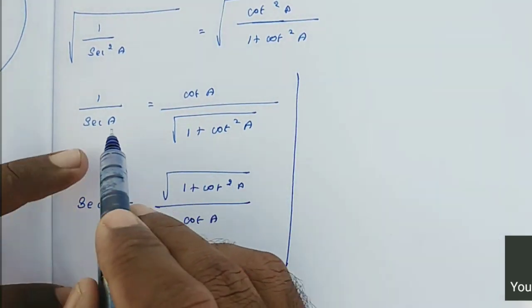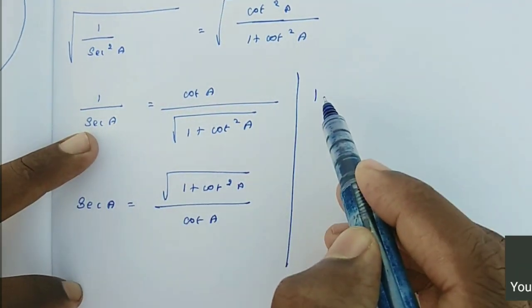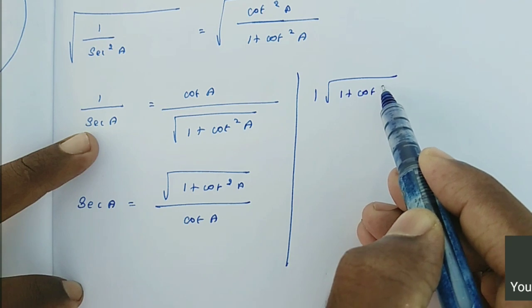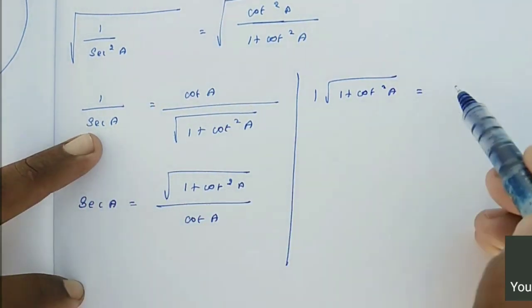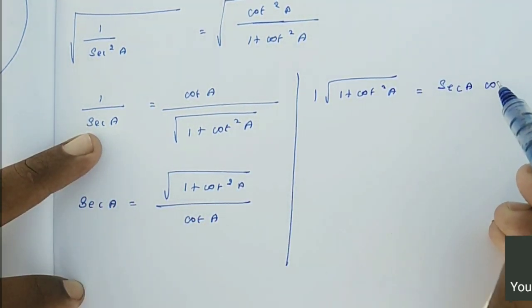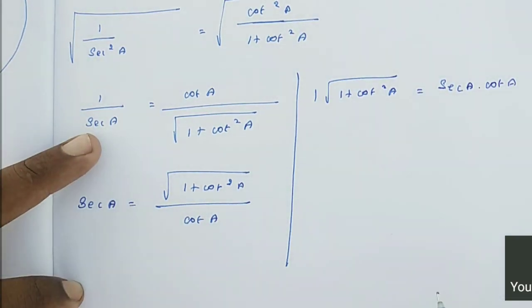Actually, for this you should do the cross multiplication. So 1 into root of 1 plus cot squared a, which is equal to secant a into cot a, right? I just did the cross multiplication. Are you clear?